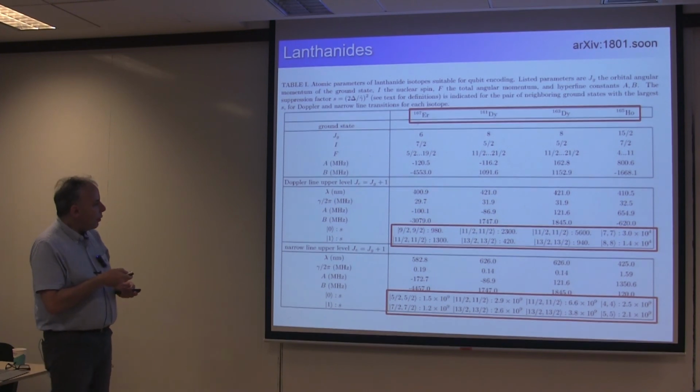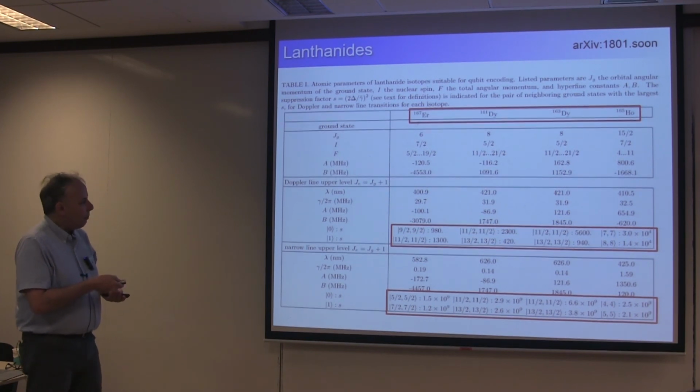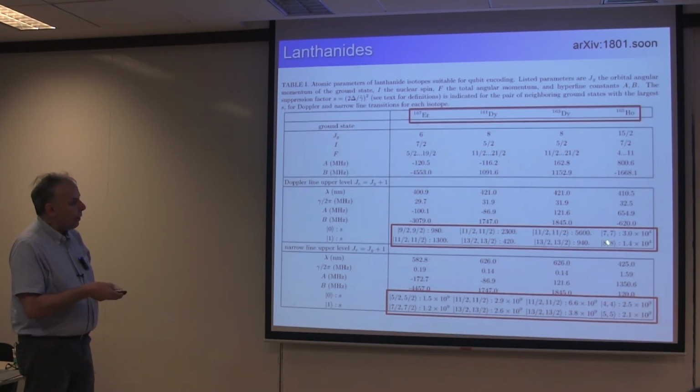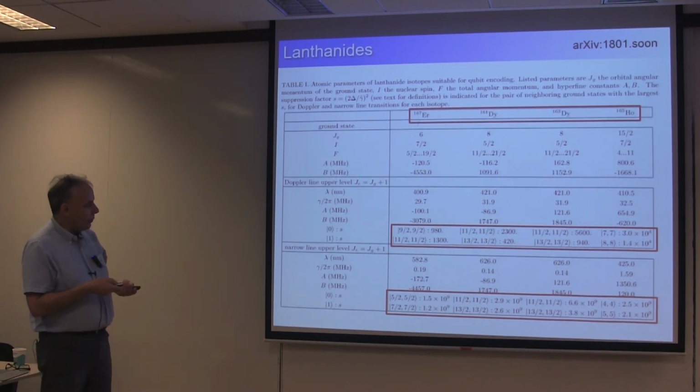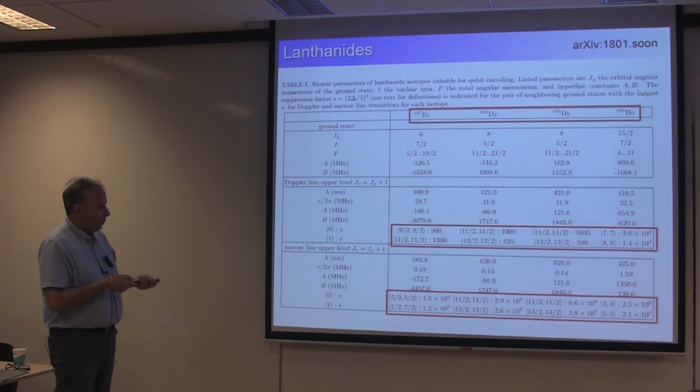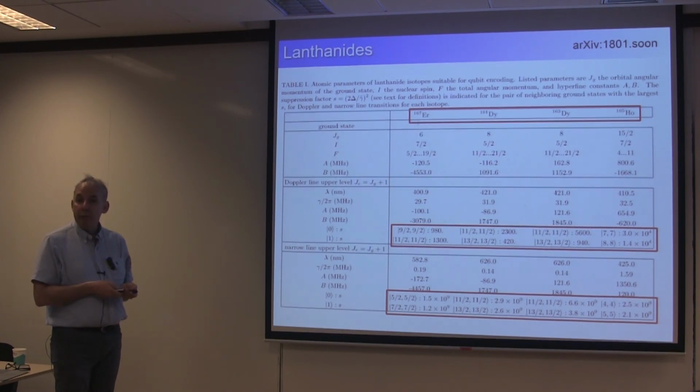But what I'll tell you is that the suppression factors can be very large. The spectral isolation suppression factor can be a few thousands up to 10,000 in holmium for the strong Doppler cooling lines. There are also narrow line transitions in these atoms for getting to lower temperatures. And those narrow lines have suppression factors of a few billion for all of these atoms. So we can get a very effective spectral isolation.